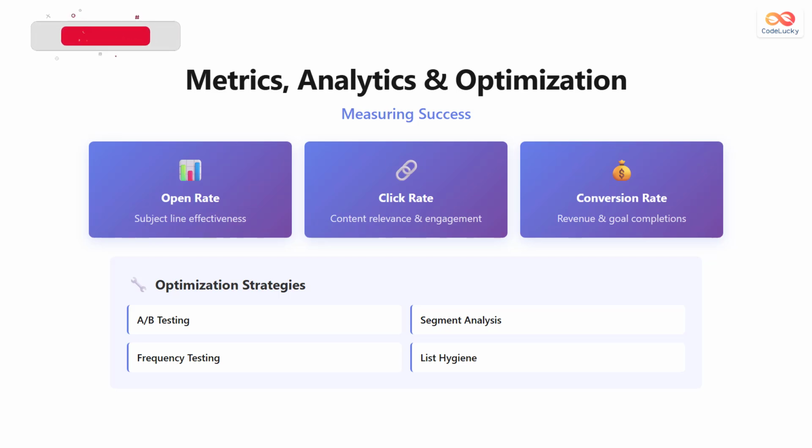Measuring success requires tracking the right metrics. Open rate measures how many recipients opened your email, indicating subject line effectiveness. Click rate measures how many recipients clicked a link, showing content relevance and engagement. Conversion rate measures how many recipients completed a desired action like making a purchase, directly tied to revenue. To optimize performance, conduct A/B tests on subject lines, email copy, and send timing. Analyze which segments perform best. Maintain list hygiene by regularly removing inactive subscribers. Continuous testing and optimization compound your results over time.